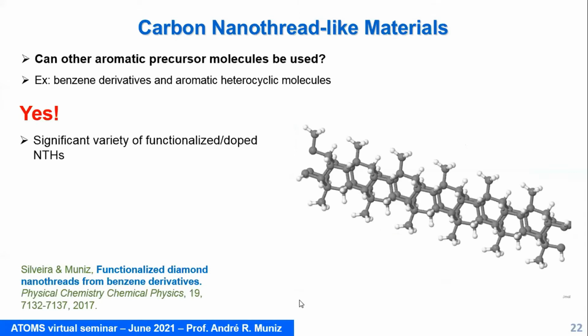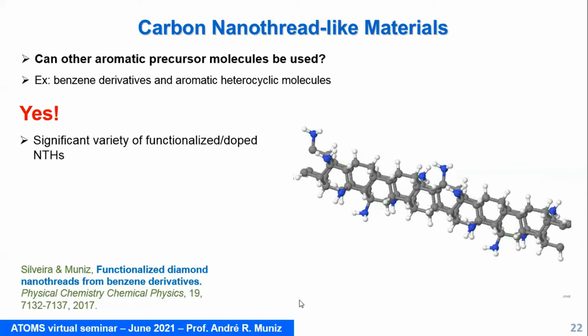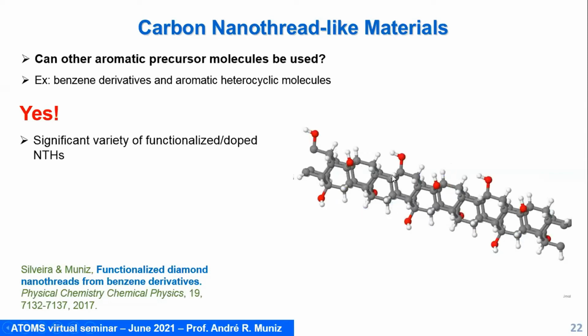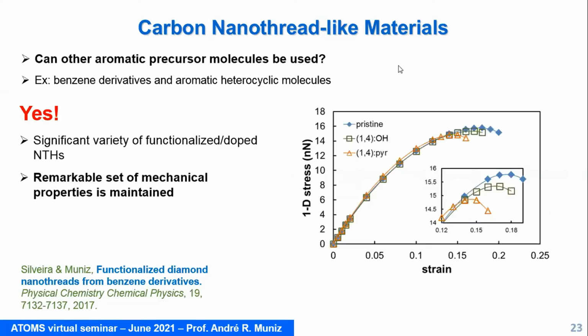In the study, we could find a huge variety of structures that can be formed, quite similar to the benzene-derived ones, but containing these functional groups distributed in different ways. And these groups can be either on the surface or within the chain as heteroatoms. And that, of course, affected the properties. But one important finding is that the mechanical properties that are very good for these nanothreads are maintained.